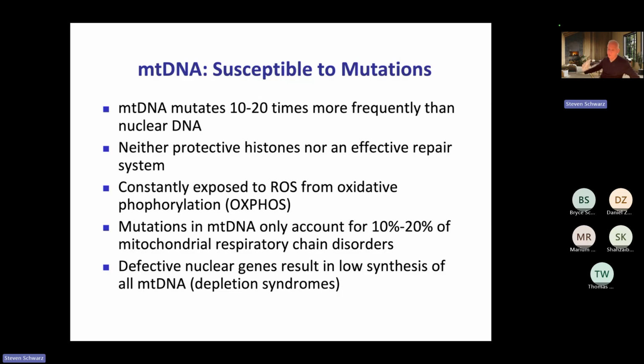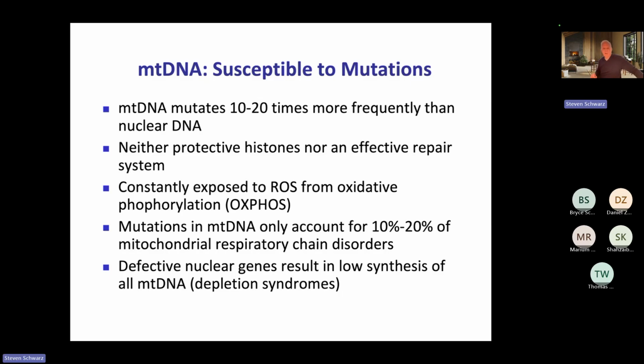So even though you get everything from the mother, and even though this mitochondrial DNA is readily mutated, mitochondrial respiratory chain disorders that are the consequence of mitochondrial DNA mutation specifically are relatively uncommon. Defective nuclear genes result in a low synthesis of all mitochondrial DNA. These are called depletion syndromes, and these are the most common category of these mitochondrial disorders.